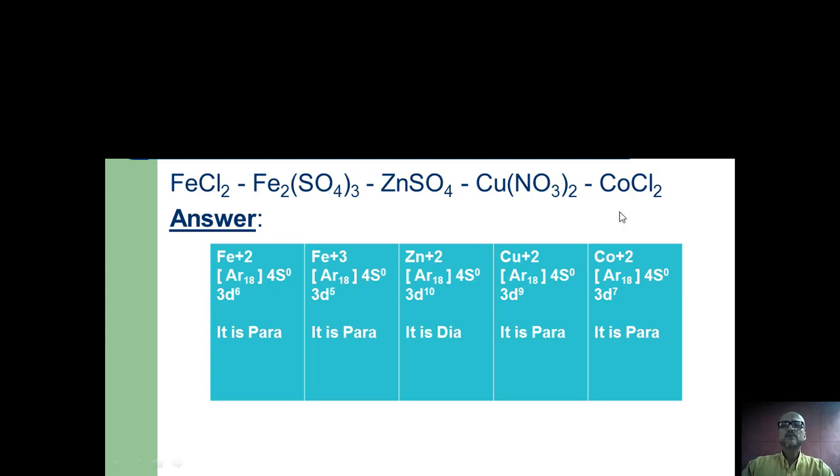The last point is cobalt chloride. Also cobalt here is divalent like the first case. Chlorine is monovalent, negative 1. So cobalt will be positive 2. So after argon, 4s will be 0, of course, and 3d7. So it will be para. Why? Any para substance contains unpaired electrons. Any dia substance has no unpaired electrons.